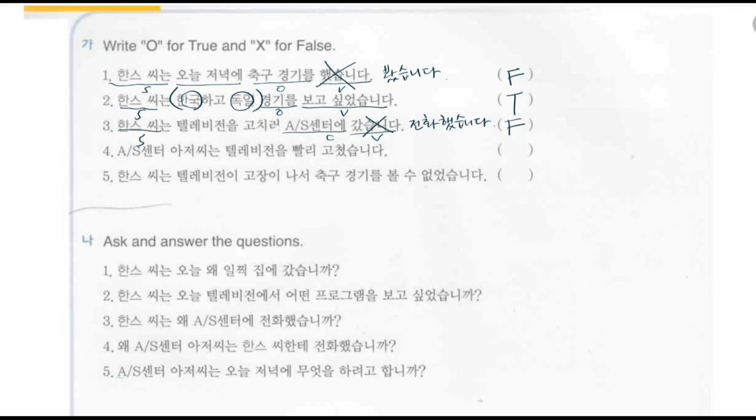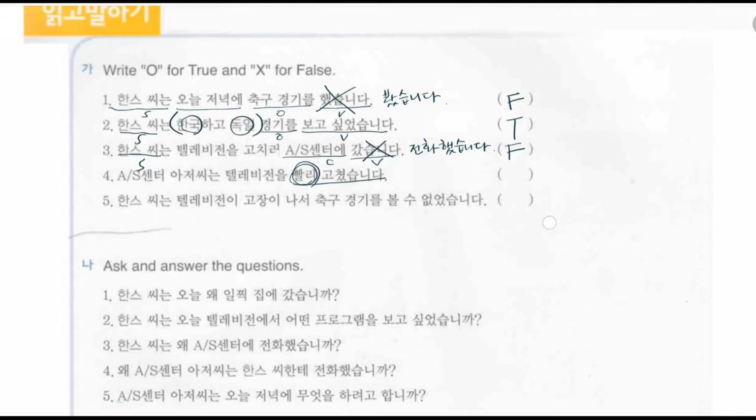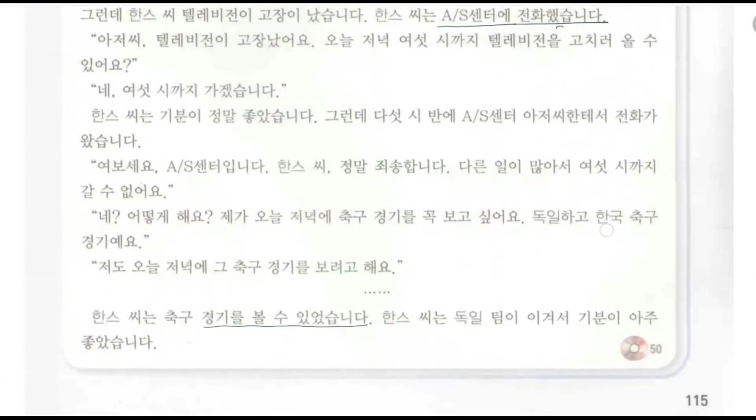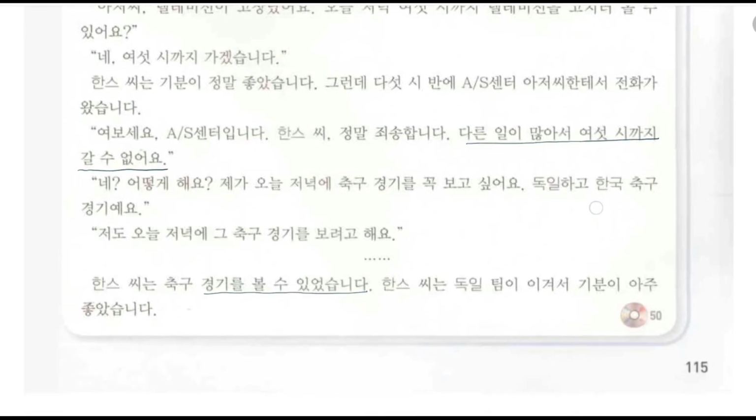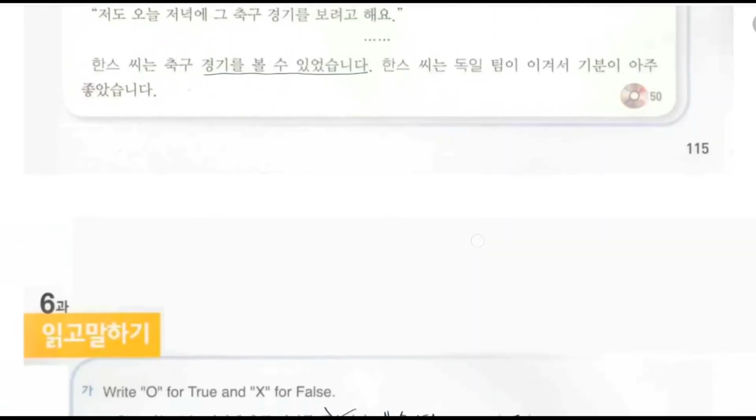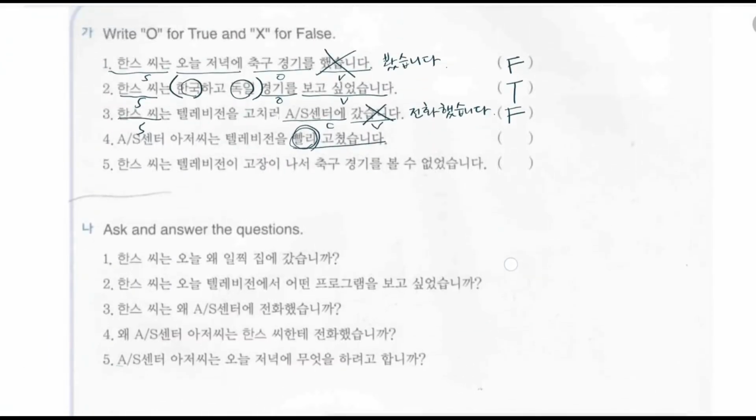4번. AS 아저씨는 텔레비전을 빨리 고쳤습니다. Did he fix it quickly? No, 아니요. Actually, he said, 다른 일이 많아서 6시까지 갈 수 없어요, isn't it? So eventually he couldn't fix it. 자, 그래서 this is false. The statement actually is absolutely false.